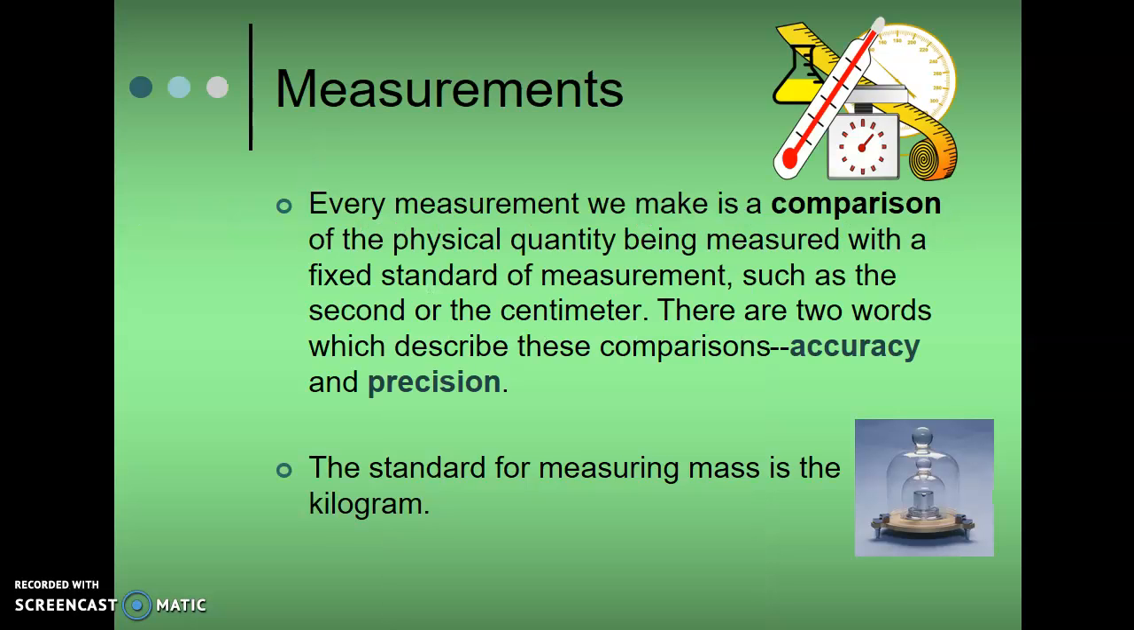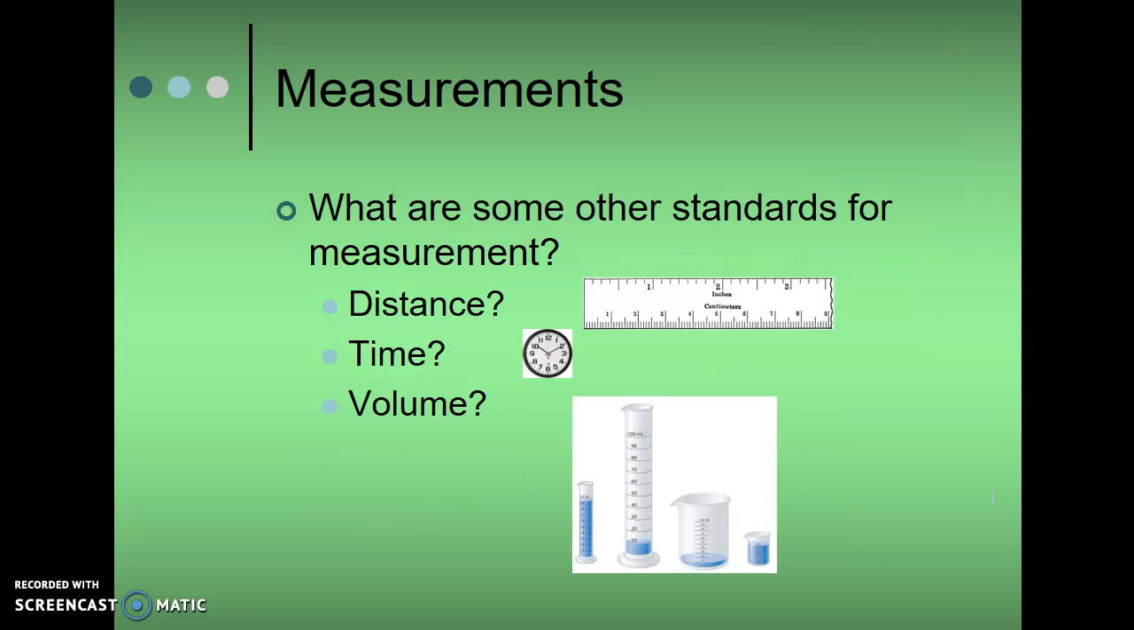Every measurement we're making is a comparison of how much we are measuring with some kind of measurement. Depends on what we're given to figure out what units we're using. Time would be seconds, or distance or length would be centimeters. And when we are making those measurements and comparing them, we are figuring out if they are accurate and precise. So accuracy and precision are those two words that we are going to be using when we are looking at measurements. For instance, the standard for measuring mass is the kilogram. So we will be using that throughout our course to be able to measure mass.